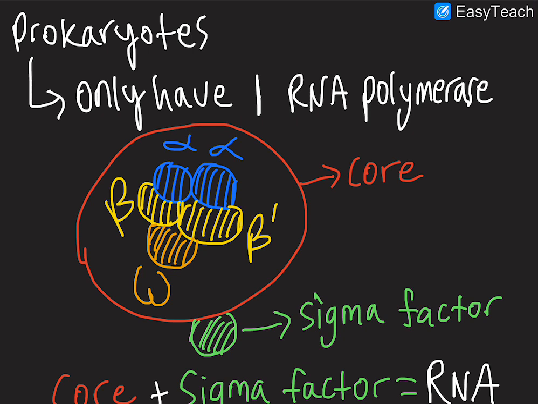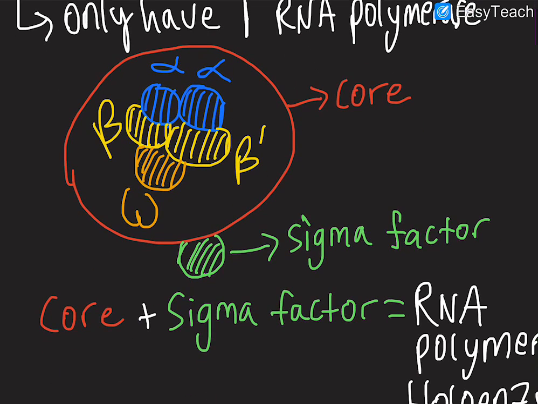In prokaryotes, we should also focus on the RNA polymerase. In eukaryotes we just went through RNA polymerase 1, 2, and 3. Prokaryotes only have one RNA polymerase. Their RNA polymerase makes all the types of RNA, like mRNA, tRNA, everything. They only have one RNA polymerase that makes everything.